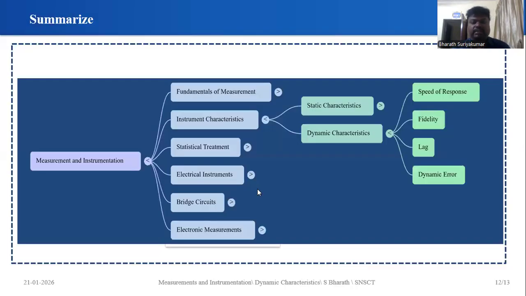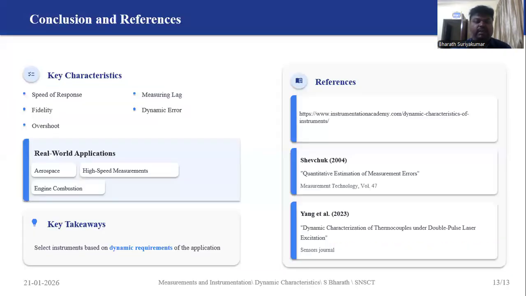Let's summarize. We have discussed the various dynamic characteristics of the measurement system in this video. In the previous video, we discussed the various static characteristics. So what are the various dynamic characteristics? They are the speed of response, fidelity, lag, and dynamic error. With this, we come to the conclusion. The key characteristics are the speed of response, fidelity, overshoot, measurement lag, and dynamic error.